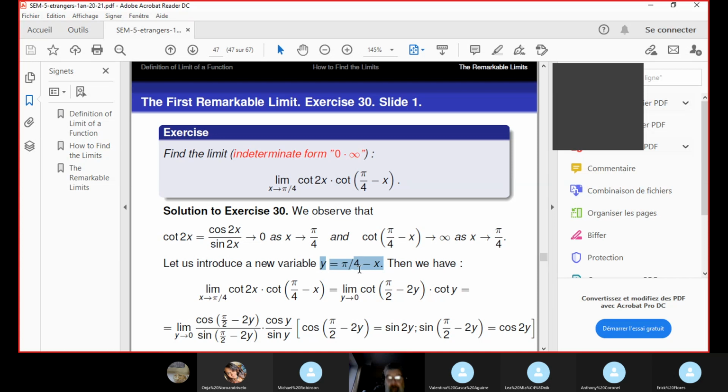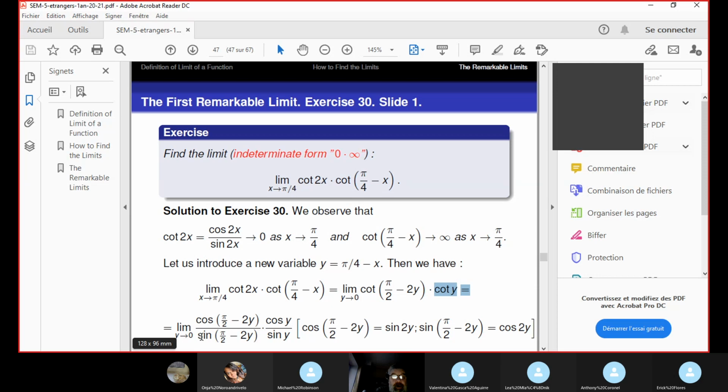Then, you see, I write my limit, the initial one, and due to this change of variable, I rewrite this limit, but when y goes to 0, cotangent of pi over 2 minus 2y, and here it will be simply cotangent of y. So as for the first term in this product, cotangent of pi over 2 minus 2y, I write by definition that it will be cosine of pi over 2 minus 2y over sine of pi over 2 minus 2y.